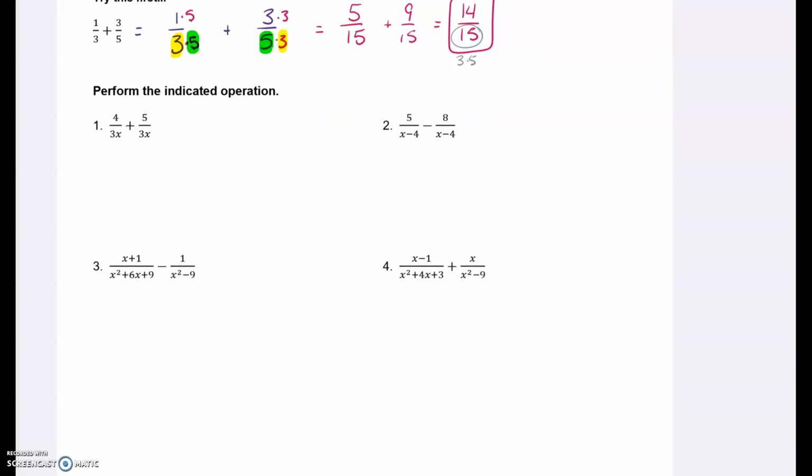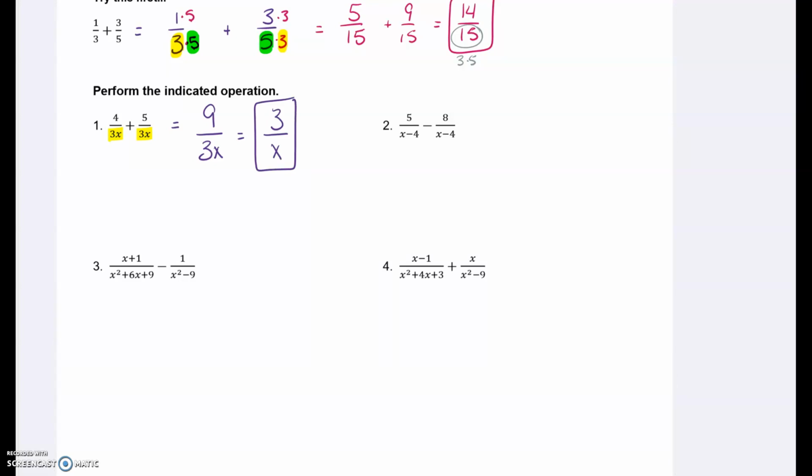So the first couple problems you're given are super, super easy. Notice 3x, 3x, they're the same. If the denominators are the same, you can add the tops. 4 plus 5 is 9. So we have 9 over 3x. Now, do think about, can you simplify this further? What is 9 divided by 3? 9 divided by 3 is 3. So our answer here is 3 divided by x.